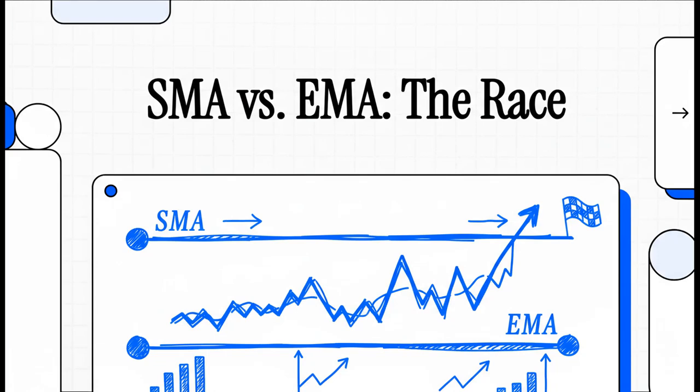If you're into trading, you've definitely come across this question. When it comes to moving averages, should you go with simple or exponential? One's slow and steady, the other is fast and, well, a little frantic. So which one is actually right for you? Let's get into it.